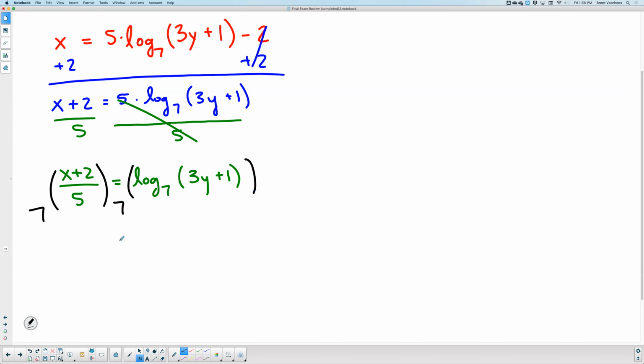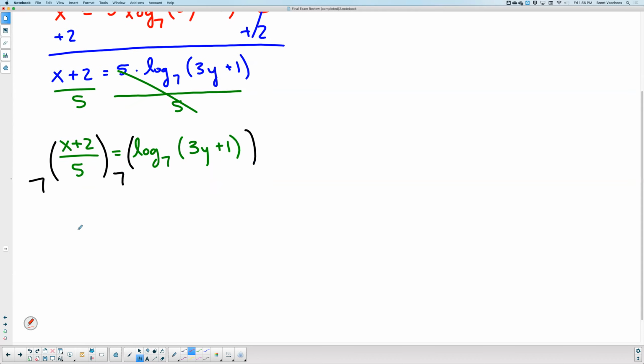That's how they would do it. And again, a 7 and a log 7, what's the relationship between those two? They will cancel. Yeah, they would cancel. And so we now have 7 raised to the x plus 2 over 5 equals, these two cancel, 3y plus 1. Almost done. Two little algebra steps left.